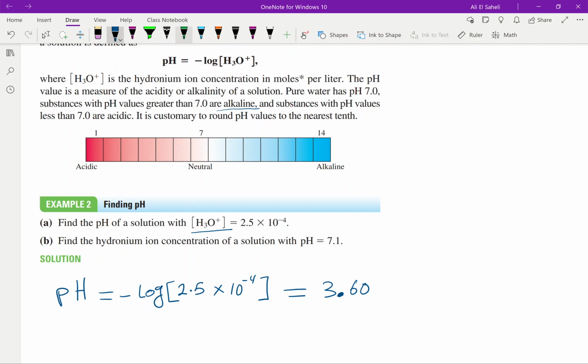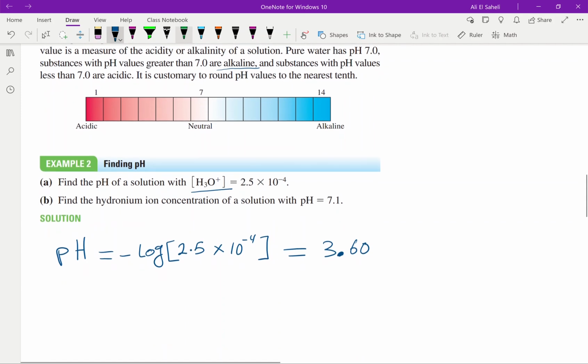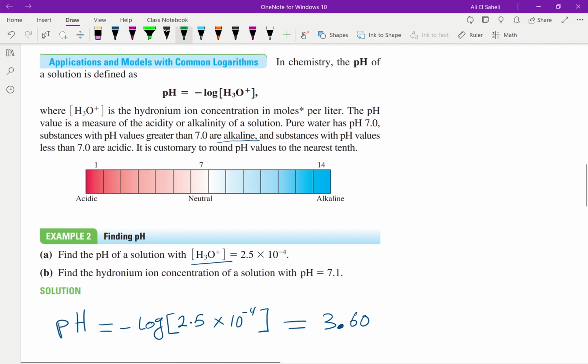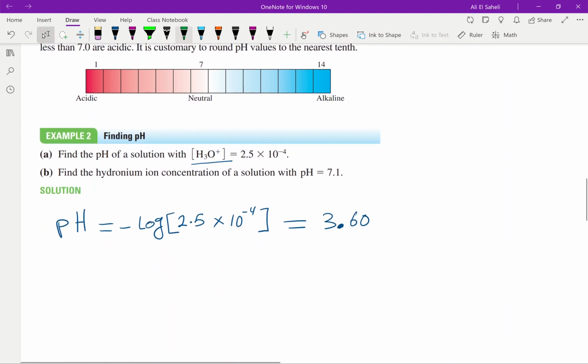Find the hydronium ion concentration of a solution with pH 7.1. As you can see in this equation, there are two unknowns: the pH level and the hydronium ion concentration. You're given one, find the other. In the first part we were given the hydronium concentration, find the pH level. In the second one, we're given the pH level, find the hydronium concentration.